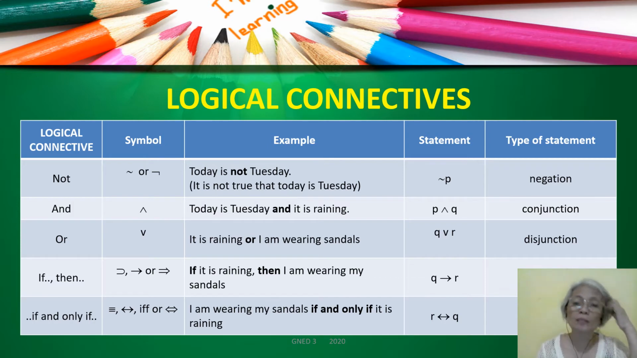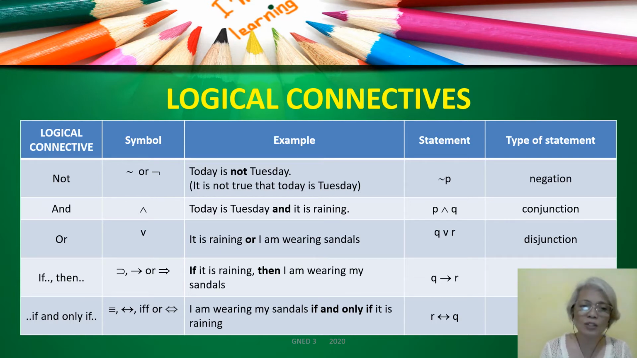The third logical connective is if-then, which is an implication or a conditional. So we have q implies r. We see the words if-then. If it is raining, then I am wearing my sandals. So we have q implies r, which is a conditional or an implication.